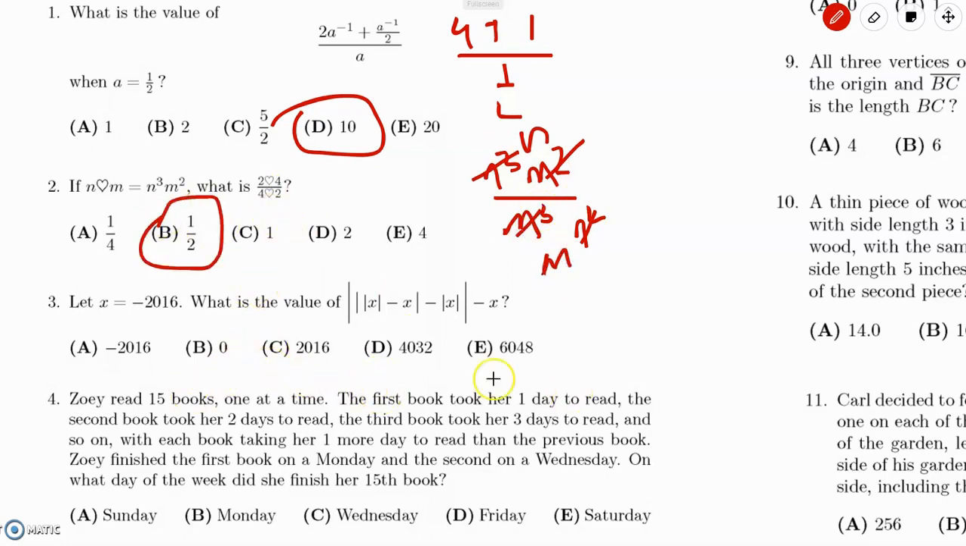Number 3, let x equals negative 2016. What is the value of the absolute value of the absolute value of minus x minus the absolute value of x minus x? So this over here is 2016 minus negative 2016. So this part is 4032 minus absolute value. So this whole thing is equal to 2016, and then minus negative 2016 is equal to 4032.